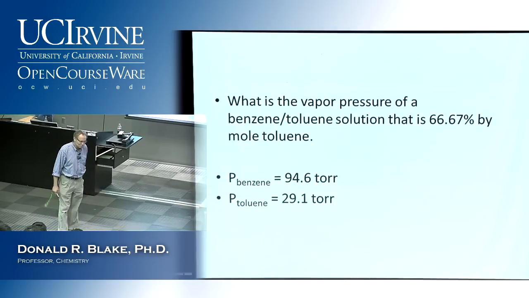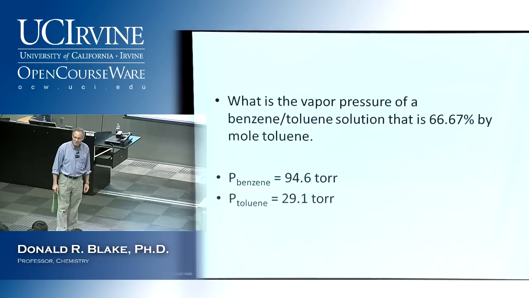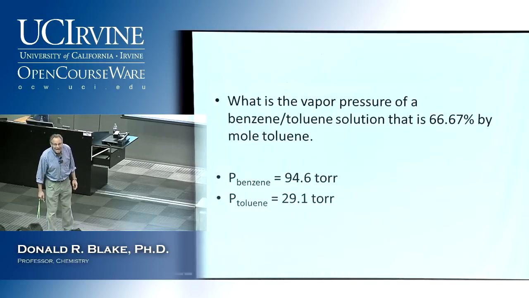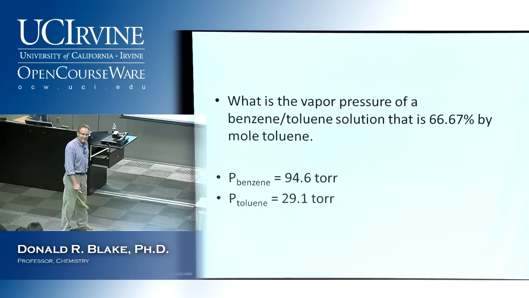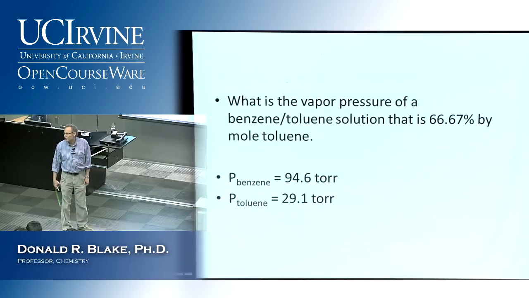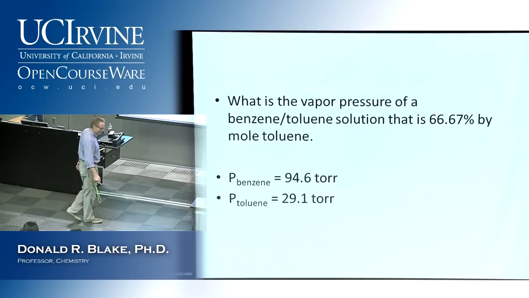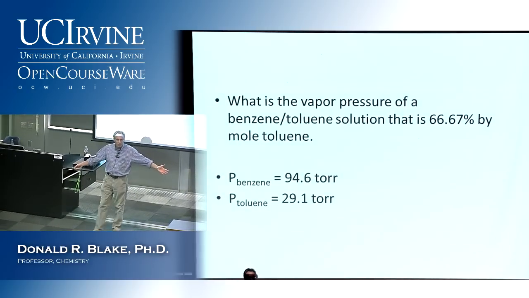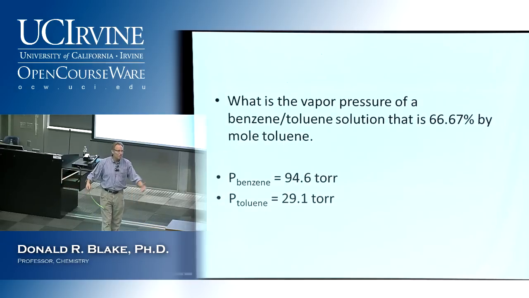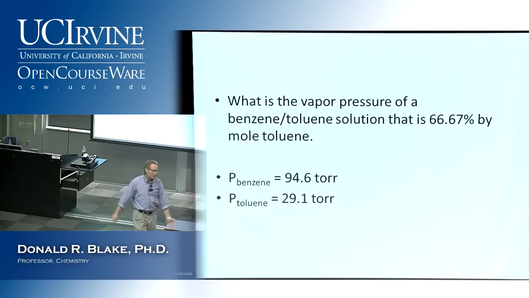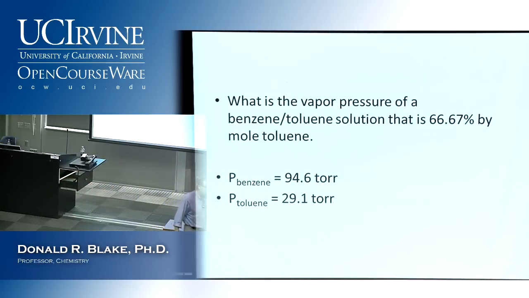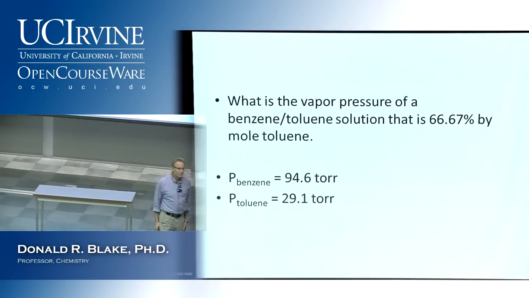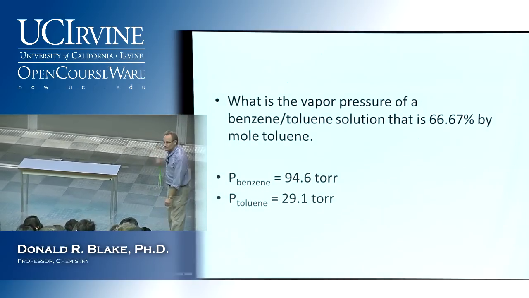Let me start over. C6H6. Toluene, C7H8. Now I want to know what is the pressure. So I've given you 50-50, benzene C6H6, toluene C7H8. What is the pressure?